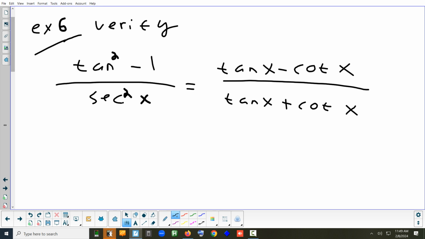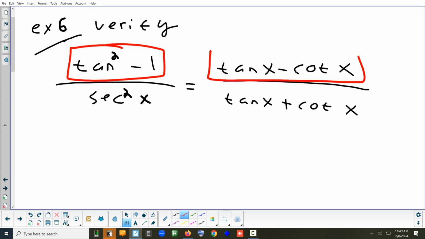Okay, so there are multiple ways to do this one. There's lots of different ways. What I'm going to show you basically comes from experience in looking at this problem. I'm looking at the top of this, and I'm comparing it to the top of that, and what I'm asking myself is, what could I do to this to make it look like that?